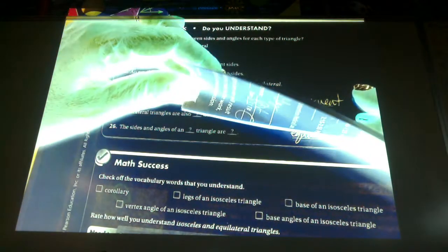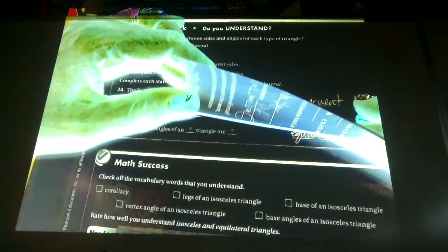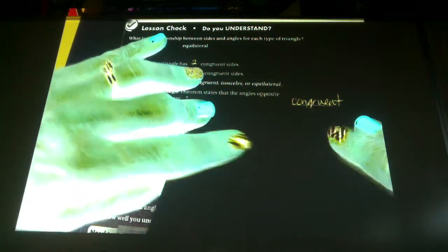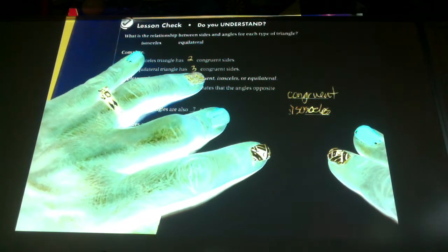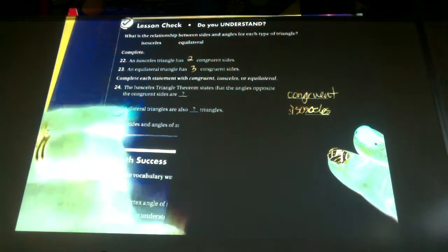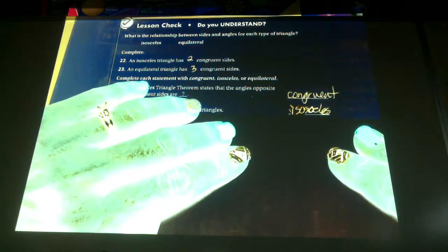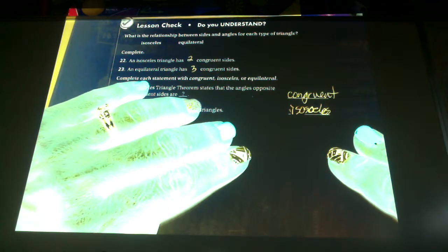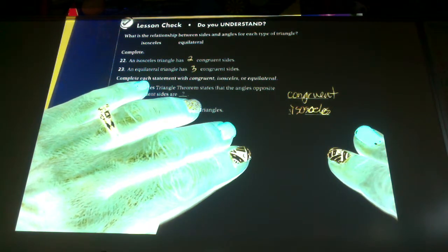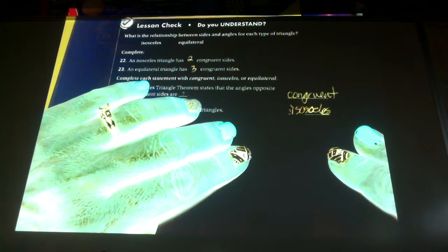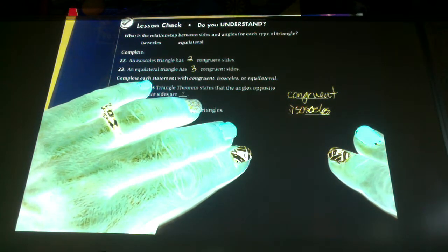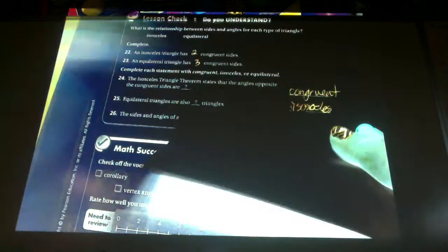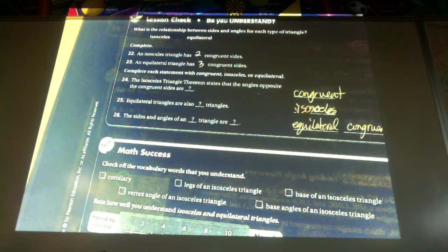And then equilateral triangles are also what triangles? They're isosceles. So don't forget that. Equilateral triangles are special isosceles triangles. They belong to the isosceles family. It's very similar to the square being a special rectangle, but the square's sides are all the same. So an equilateral triangle is a special isosceles triangle. All sides are equal, and the sides and angles of an equilateral triangle are congruent.